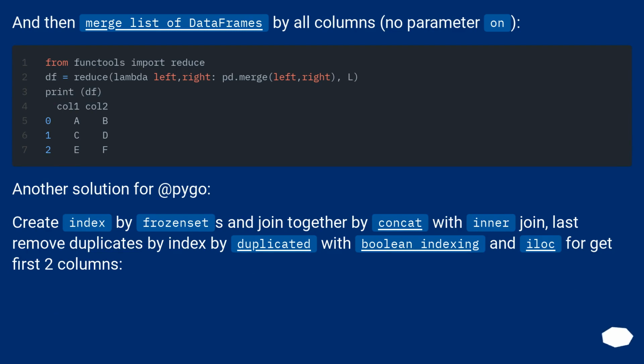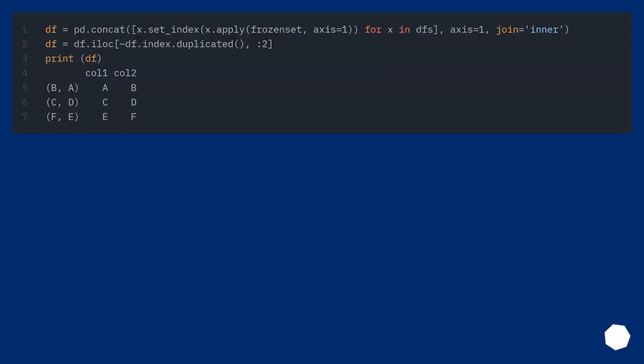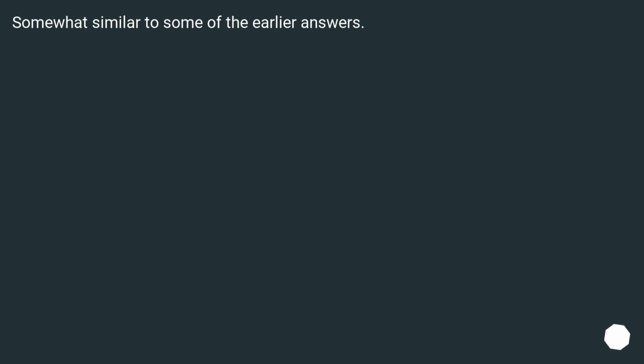Another solution: create an index by frozensets and join together by concat with inner join. Last, remove duplicates by index with duplicated and Boolean indexing, and use iloc to forget the first 2 columns. Somewhat similar to some of the earlier answers.